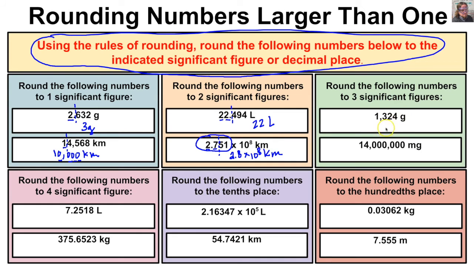Let's take a look at this one. We want to round the following to 3 sig figs. So if we take a look, we have 1,324 grams. Here is our first, second, and third sig fig. We'll look 1 past our third sig fig to the right.